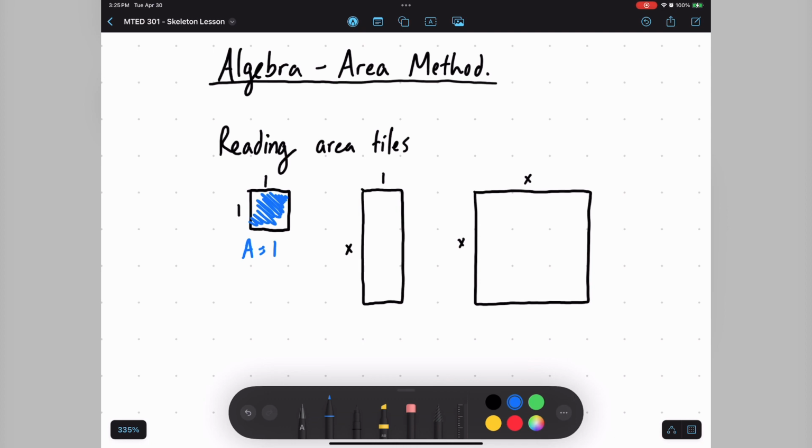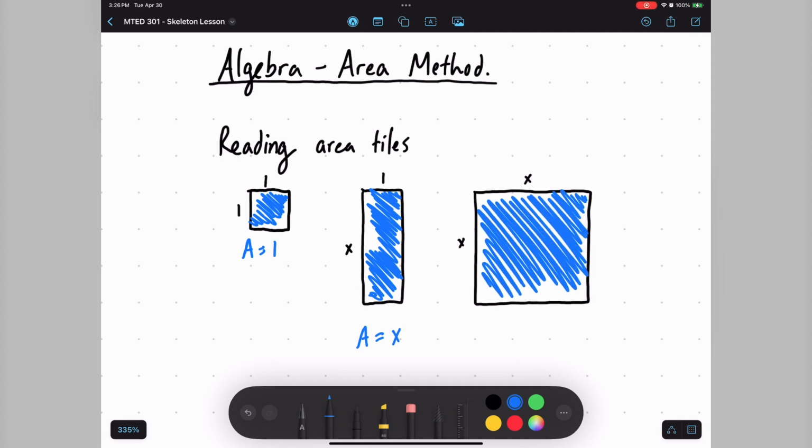Now we've got ourselves another tile, a 1 by x rectangular tile there. And so multiplying 1 by x gives us the area of that tile, which is just x. And finally, we've got this big x by x area tile. And when we multiply x and x to get our area, we get that the area is x squared.